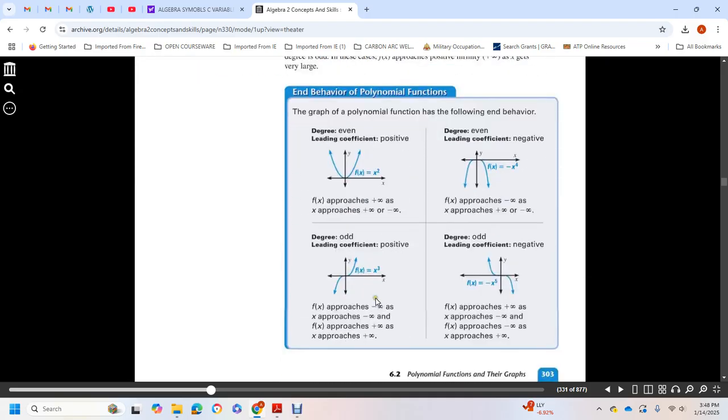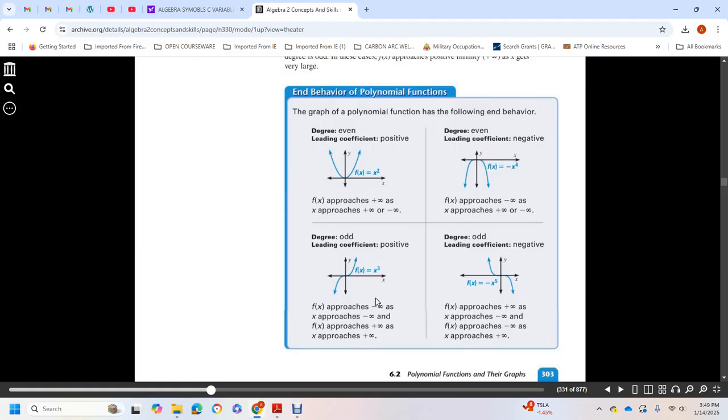End behavior of polynomial functions. Graph a polynomial function in the following order. Degree is even, leading coefficient is positive. The function f of x approaches positive infinity as x approaches positive infinity or negative infinity. Degree is even, leading coefficient is negative. The function f of x approaches negative infinity as x approaches positive infinity or negative infinity.